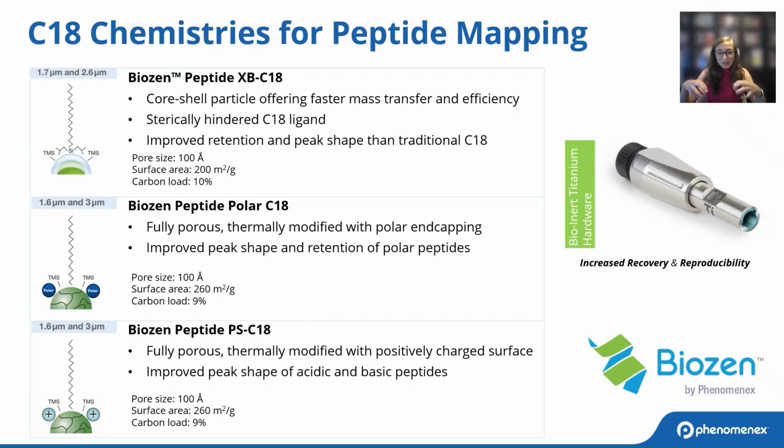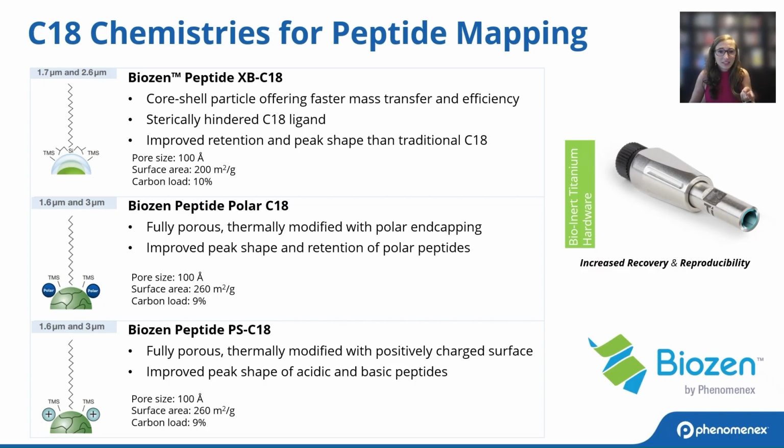In a way, it is helping space those ligands through the particle and allowing for a more effective interaction for longer peptides. So longer peptides can fit better and interact better with the alkyl chains. So this type of column, the XB-C18, offers a more balanced performance for most peptide characteristics.